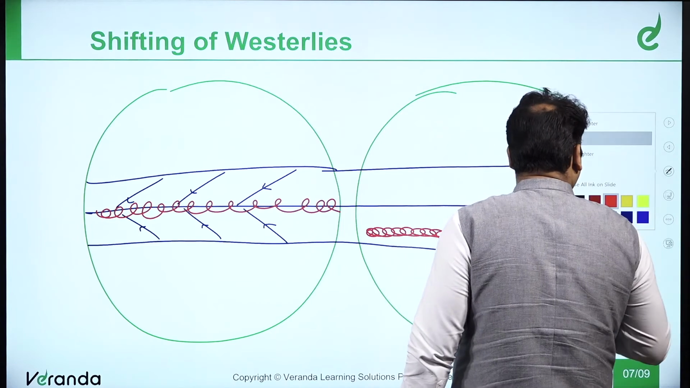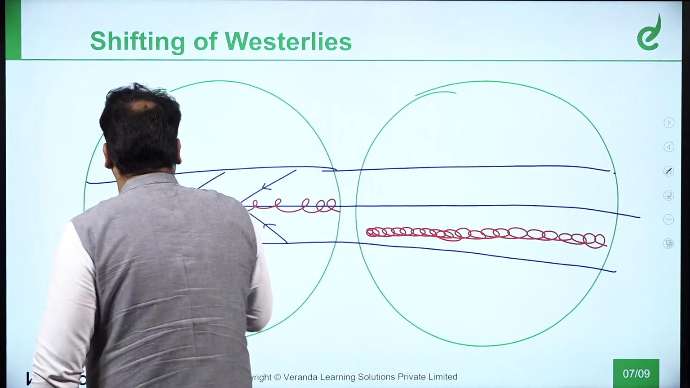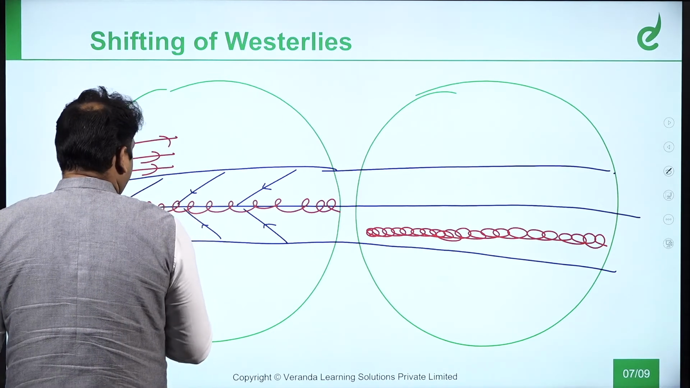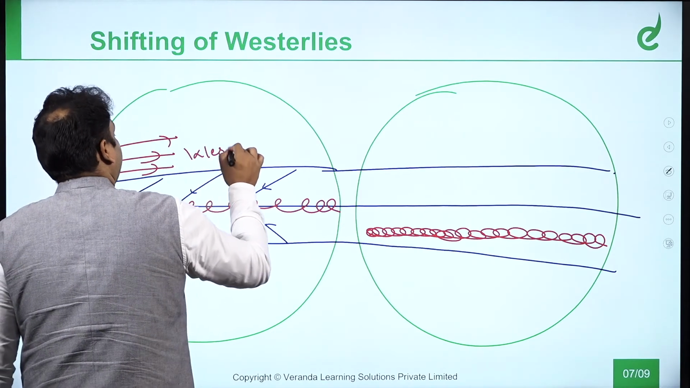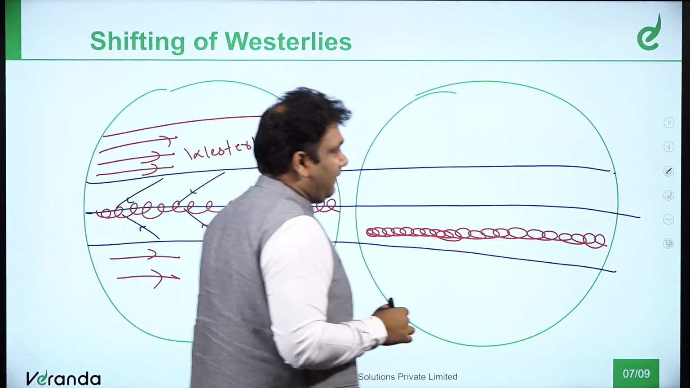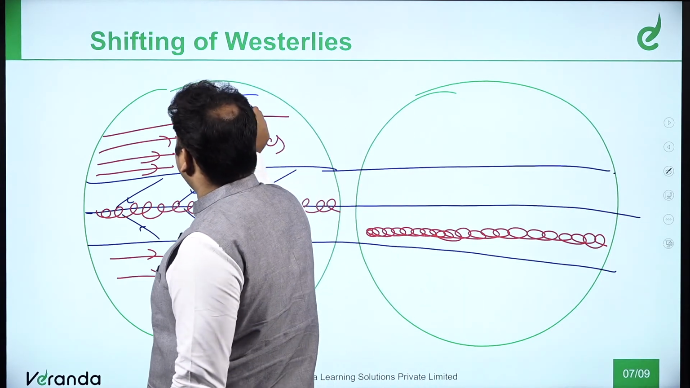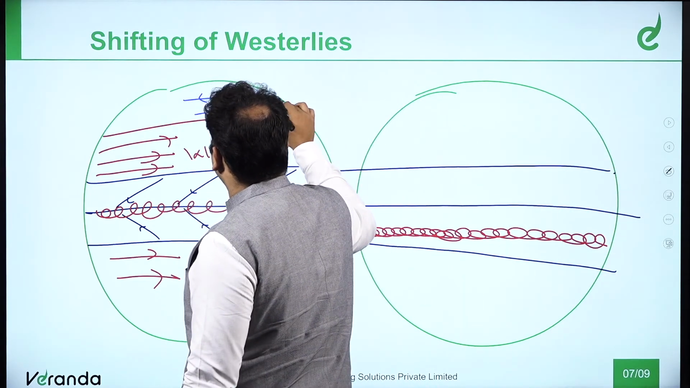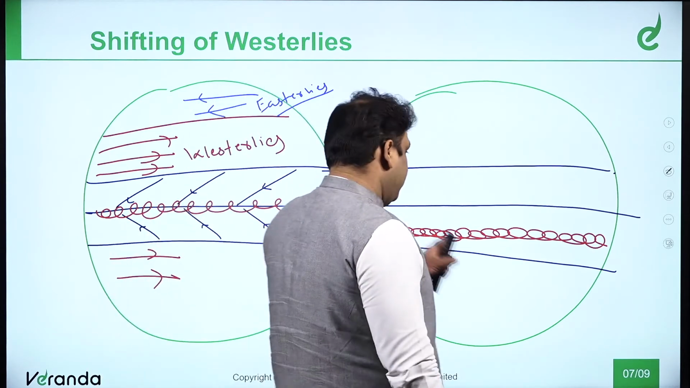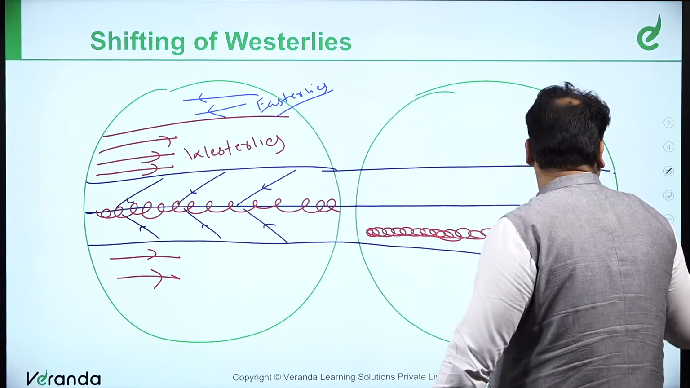Now, what are the winds which are lying above the trade winds here? Here you will be having westerlies. These are the westerlies. And above these westerlies, what do you have? Above these westerlies, you have the easterlies. So these are the planetary winds, right. Now, because of the shift in the ITCZ, the trade wind belts will also shift.